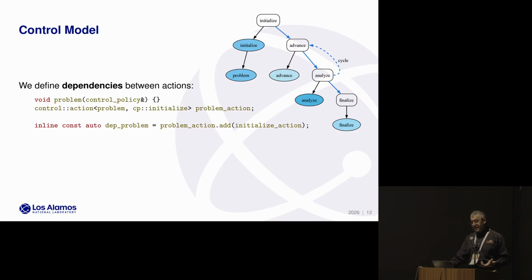We could define dependencies between actions. So here, let's say a new developer comes along and wants to declare a problem action. And what he cares about is that problem occurs after initialize. So here we have the bottom line here after we've created the action, where we add action to the initialize action. So that creates the dependency and says that problem has to run after initialize, but otherwise has no restrictions on when it executes.